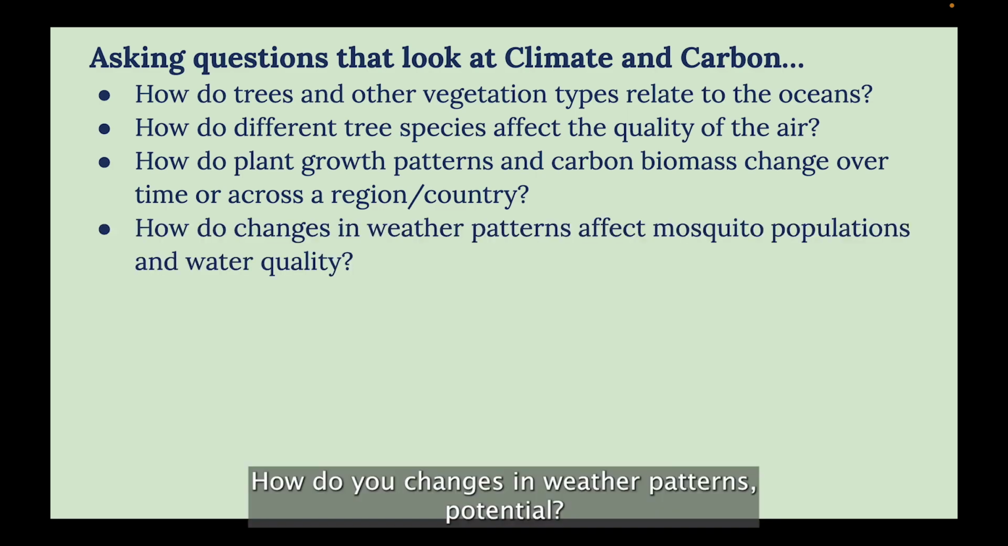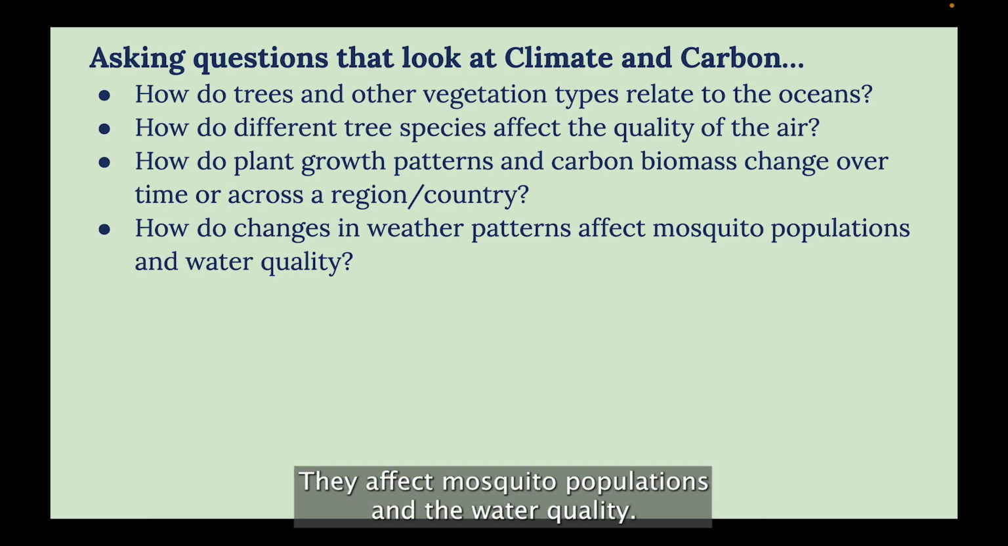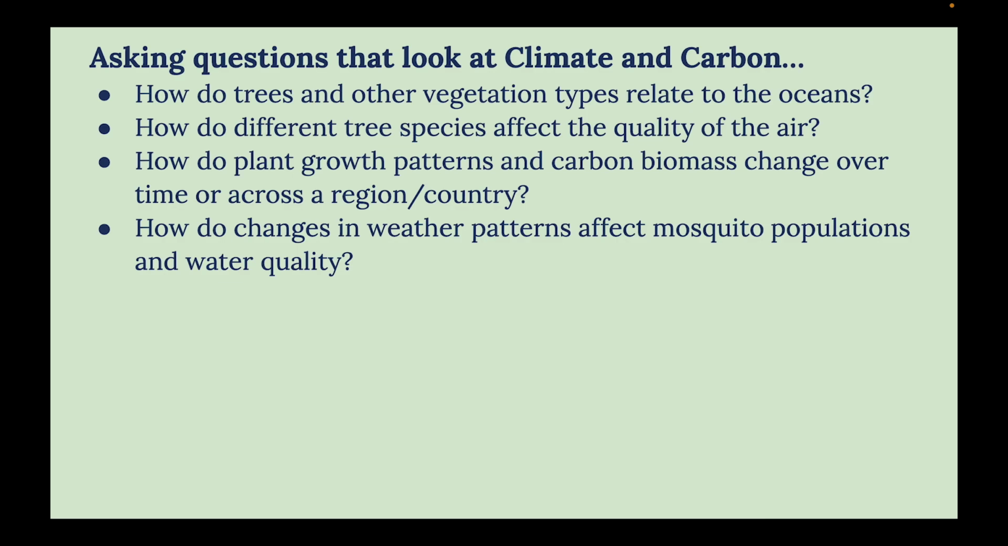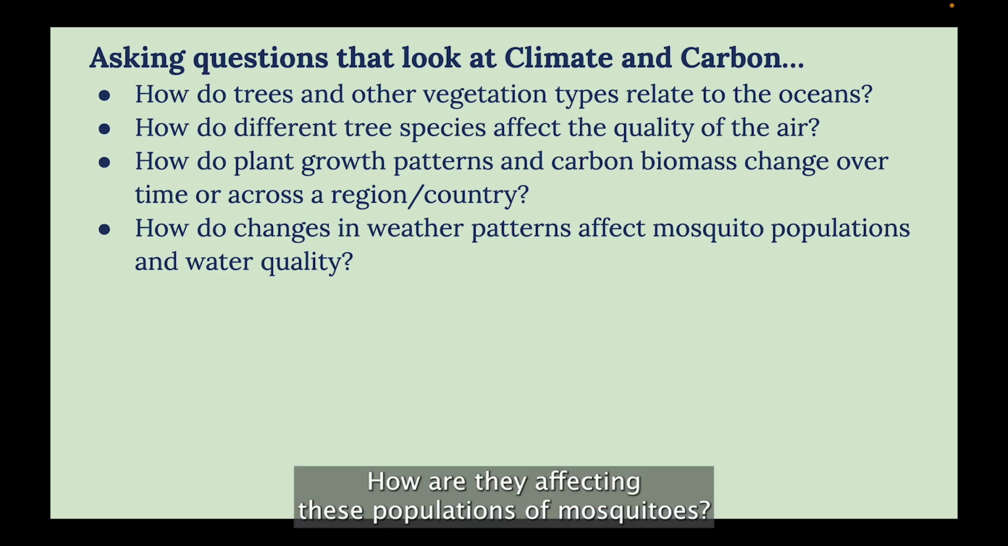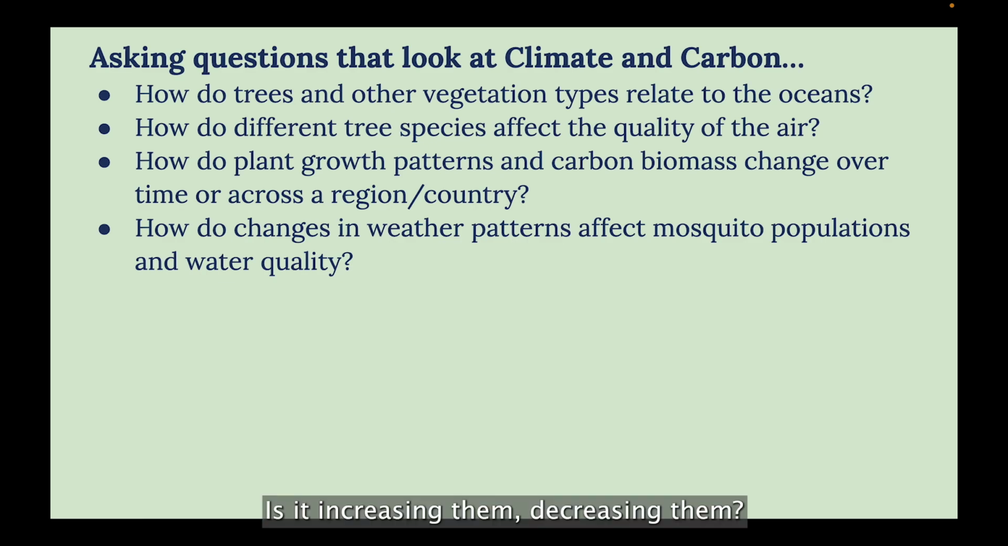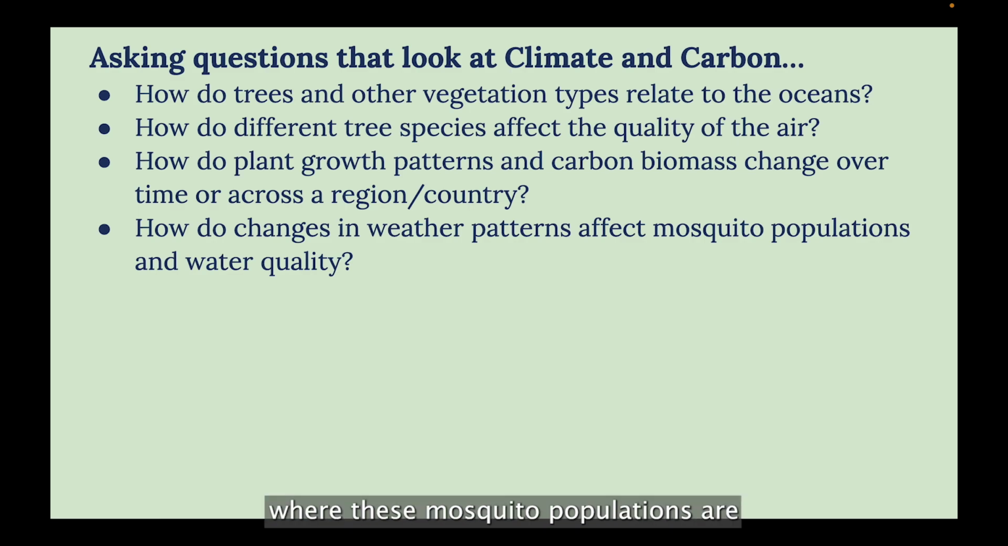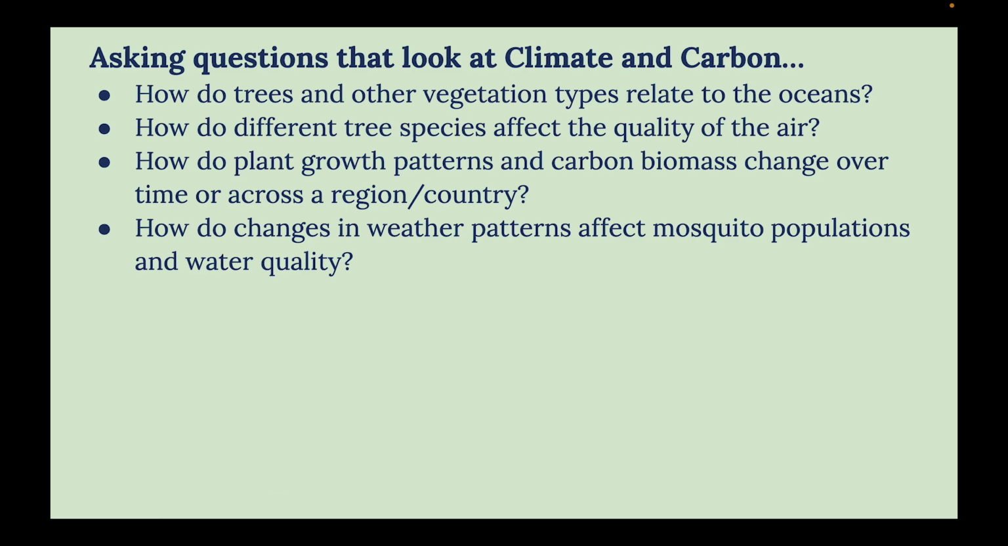How do changes in weather patterns potentially affect mosquito populations and the water quality? So again, how do local weather changes affect these populations of mosquitoes? Is it increasing them, decreasing them? And what about the water quality of the water bodies where these mosquito populations are thriving?